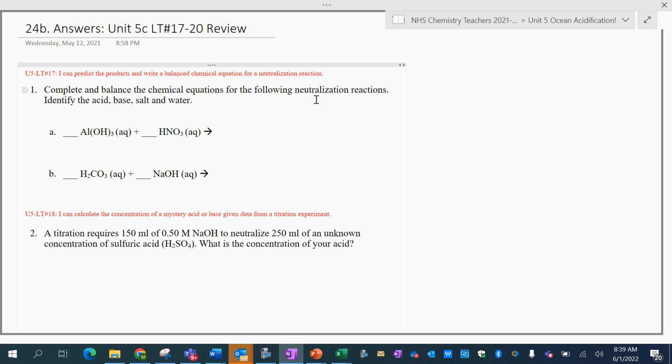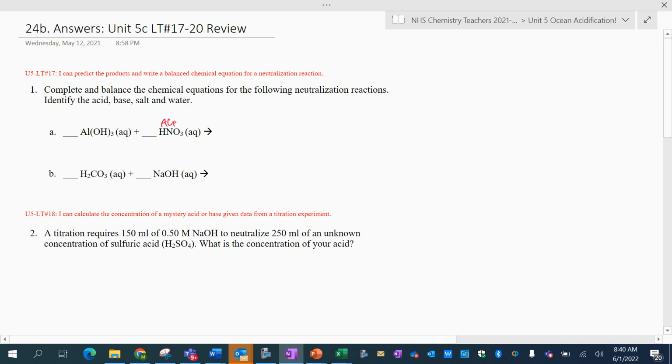We have learned that neutralization reactions are when you have an acid and a base and they make salt and water. So for letter A here, I recognize that since this one starts with an H, that must be the acid, and this one ends with an OH, this must be the base. I know without even thinking that it's going to make H2O. And that makes sense because the H is going to be with the OH. And I'm not going to worry about balancing yet.